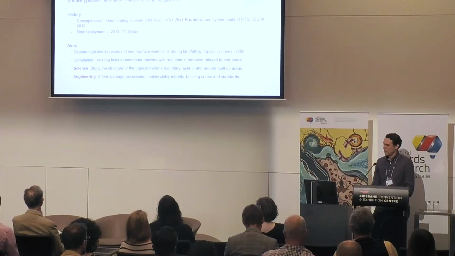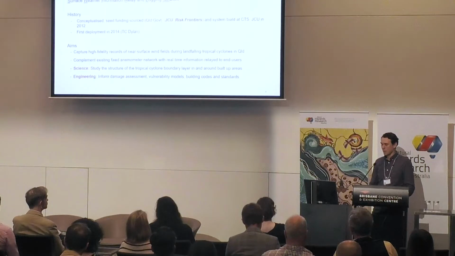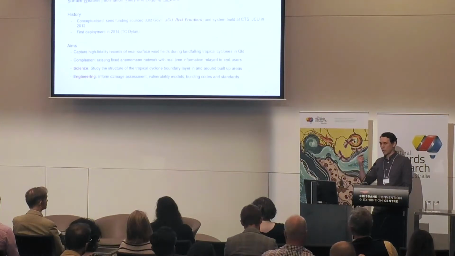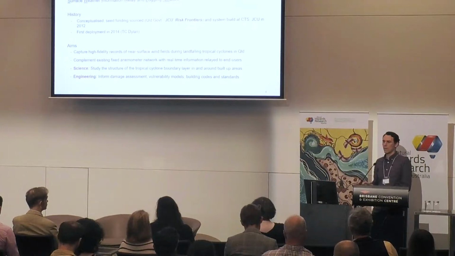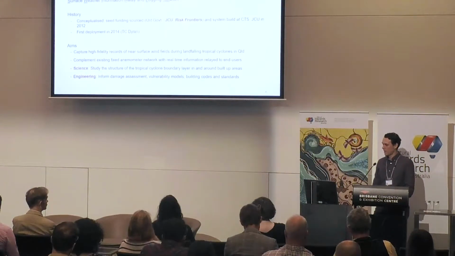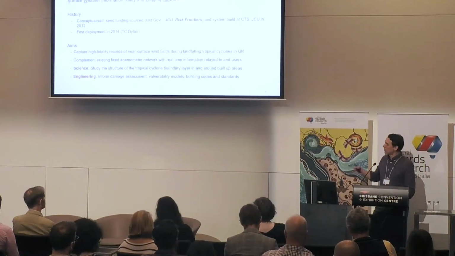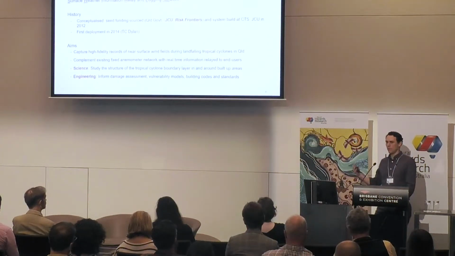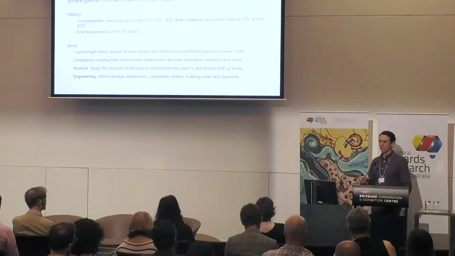We also wanted to complement existing fixed networks. As I said, the Bureau has their own network of anemometers and weather stations, and we're really trying to complement that. So if there's already an existing weather station in a location, we don't plonk one right next to it. We look at where they are and how we can deploy to add additional information. What you're probably already getting is that this was developed as a scientific research project. It wasn't developed to generate lots of information straight away for the emergency management community, but that is certainly an application of the information we're getting.